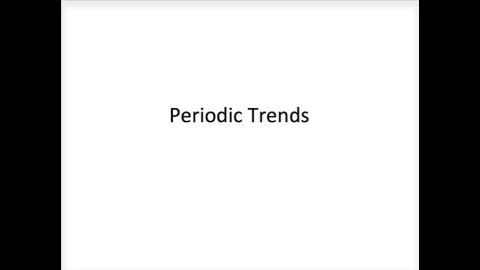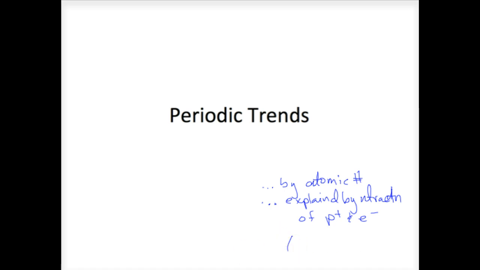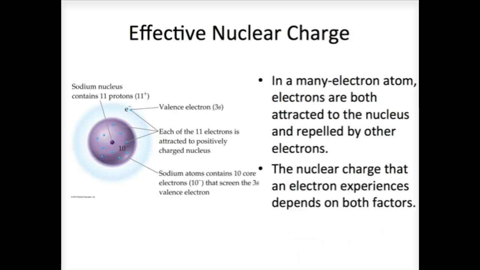Periodic trends are a direct result of the number of protons in an element, in other words, the arrangement of the periodic table by atomic number, which is also further explained by the interaction between the protons and the electrons, that idea of Coulombic attraction. This means the first thing we're going to discuss is effective nuclear charge.